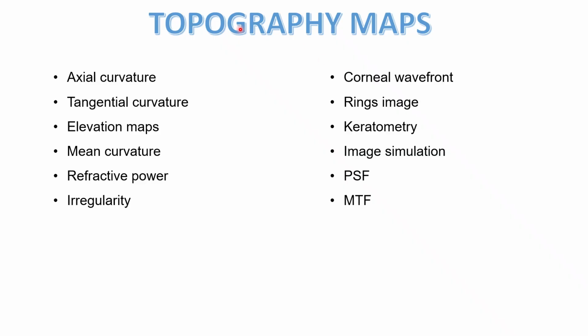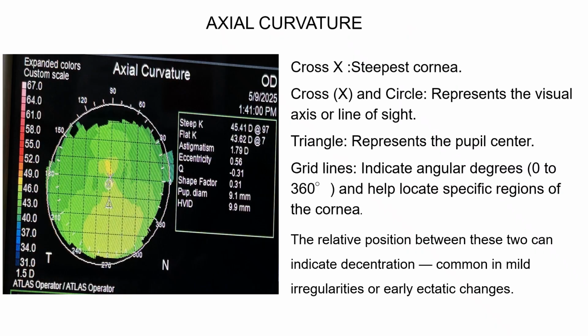Then if we look at the topography maps, there are 12 topography maps that we are going to study. One is axial curvature, tangential curvature, elevation maps, mean curvature, refractive power, irregularity, corneal wavefront, rings image, keratometry, image simulation, PSF, MTF. These are the maps that we are going to study further. So the first one we are going to talk about is axial curvature.